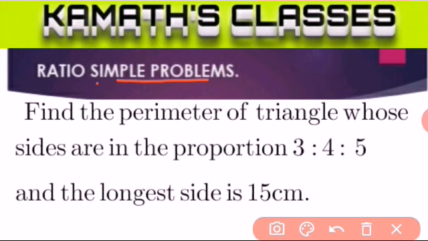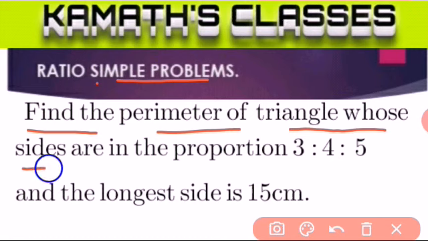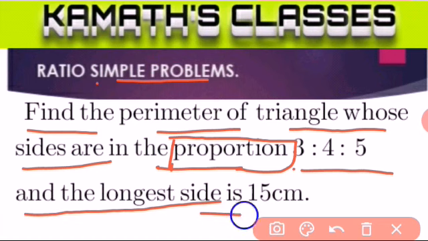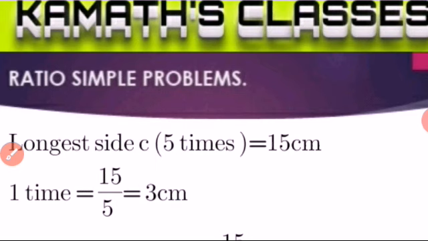The first problem is: find the perimeter of a triangle whose sides are in the ratio 3:4:5, and the longest side is 15 centimeters. Here 3:4:5 is the ratio, and 5 is the longest side, and the length of this side is 15 centimeters.